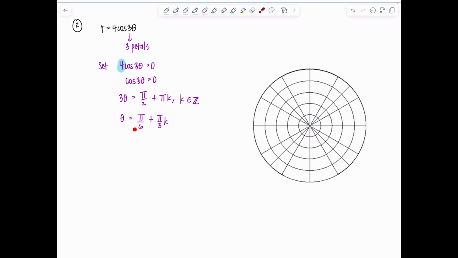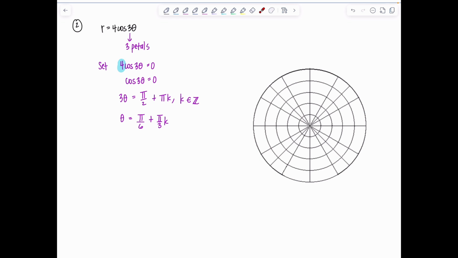Pi over 6 is kind of like where it's been shifted. That's where it's going to be 0. But still, every pi over 3, a petal gets traced out. That shouldn't surprise us, you guys, because think about it. We knew there were 3 petals. Just like in the last example, every pi over 3, a petal got traced out. Okay? It's just cosine looks a little bit different.